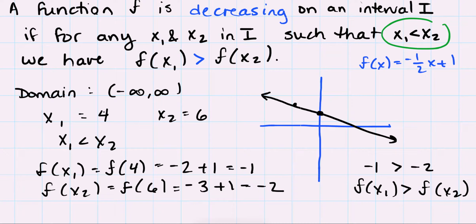And you can do this for any two numbers you want. As long as x1 is less than x2, for this particular graph, if you plug in that x1, whatever you choose, into f, this number is going to be larger than what you get for f of x2. And a way you can see this with the graph is if you're a car driving along the graph, if you're trying to go from left to right, you'll see that your car is going downward. And when it's going downward, that is a decreasing function.